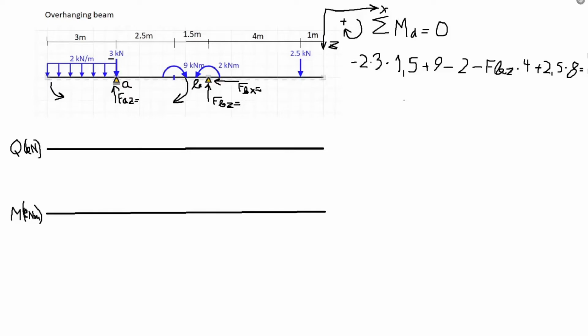Now the reason why we didn't add the 3 kilonewton force right at point A and the reaction force FBX is because these forces have no moment arm, therefore they don't create any moments. So now let's calculate how much is FBZ, and we get that FBZ is equal to 4.5 kilonewtons.